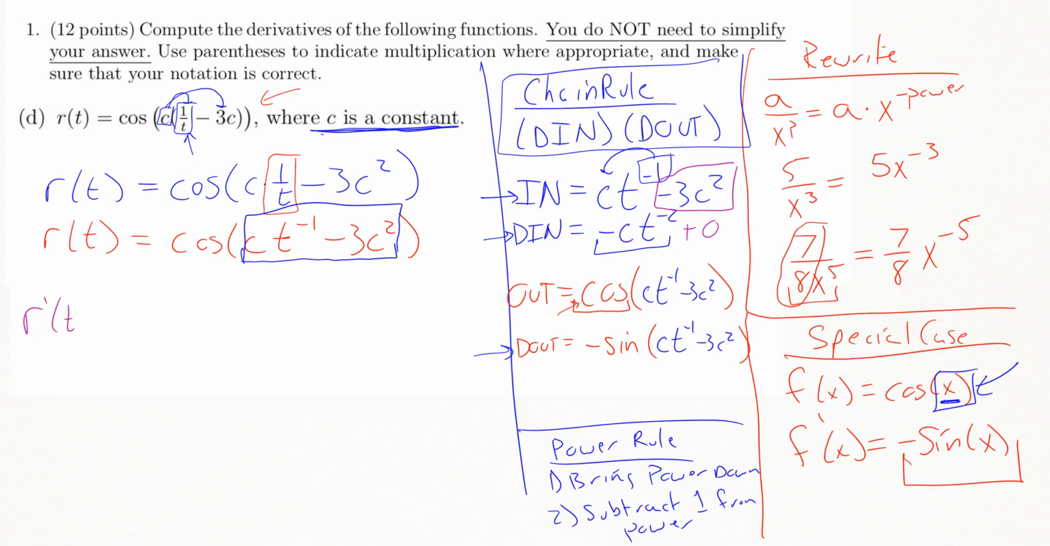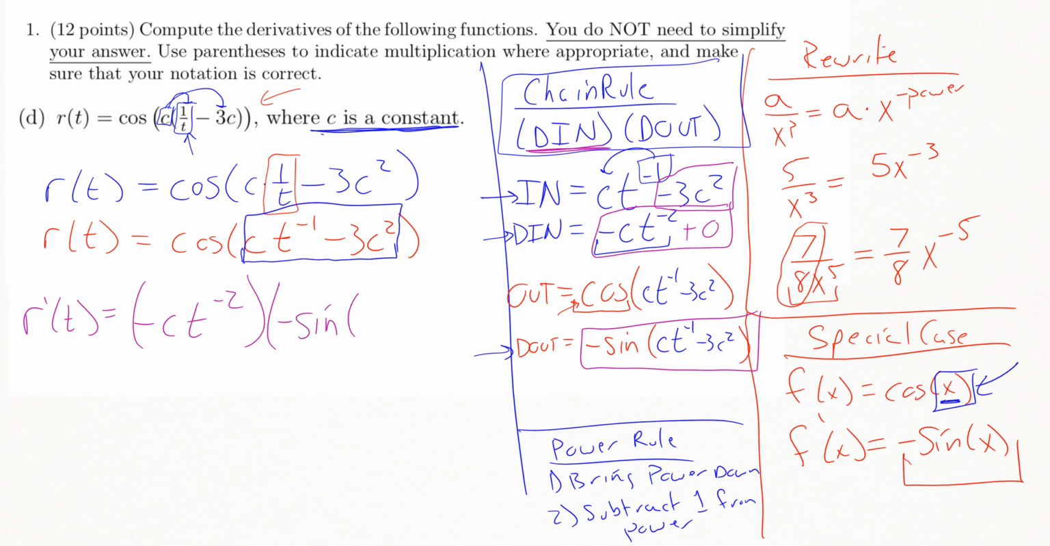the derivative. So r prime of t says, first go grab the derivative of the inside. So that's going to be our negative c times t to the -2. That's our d in right there. And then we'll multiply it by our d out. So our chunk right here, this would be negative sine of, and you leave all that junk alone on the inside that you already took the derivative of. And then that would be your final answer.